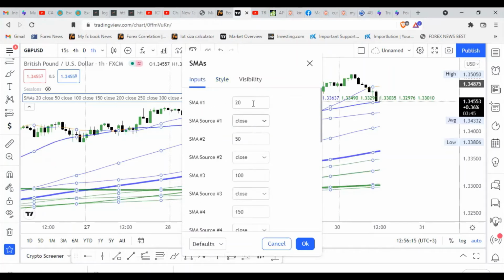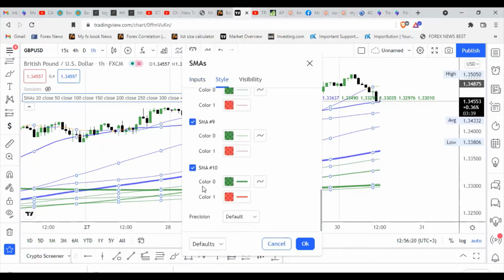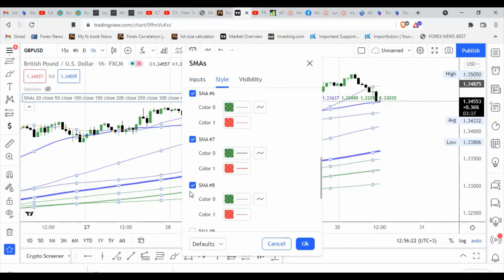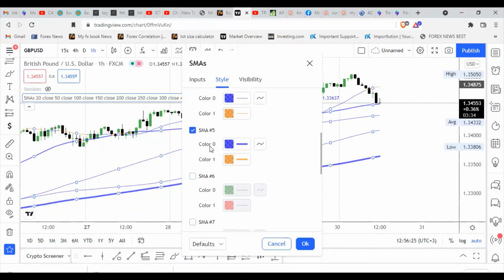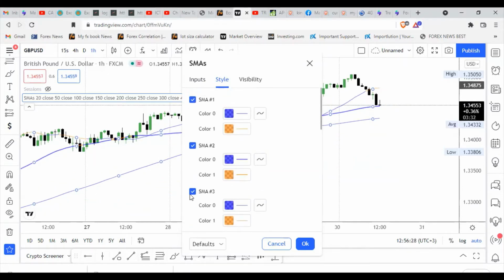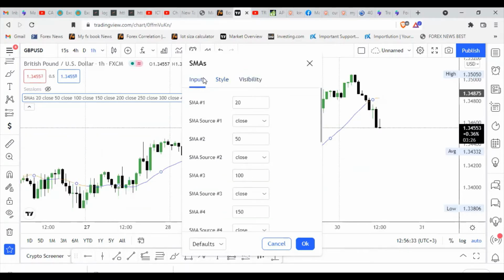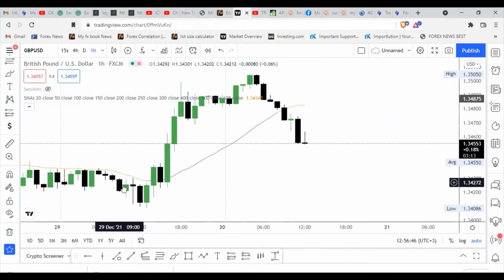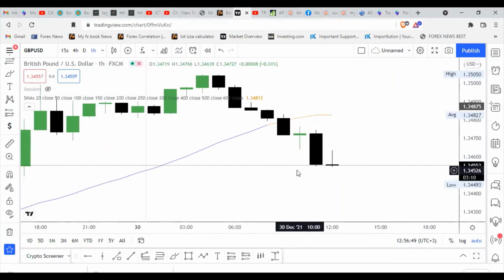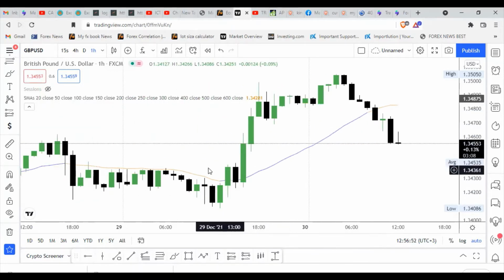I don't want to give all this, so I'll remove this. We want to remain with only one simple moving average. So we have that one. As you can see, the simple moving average applies only to where the price closed. If it applies to where the price had closed, it does the average of where the price had closed.